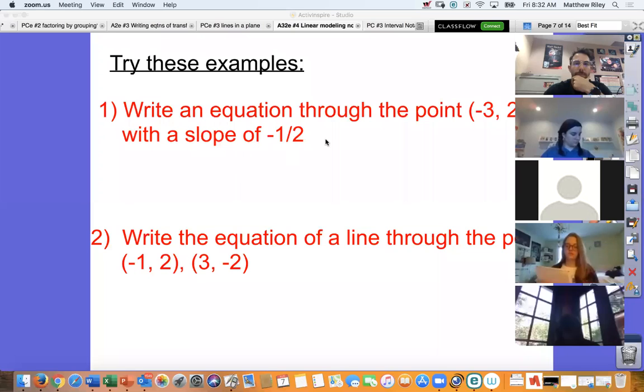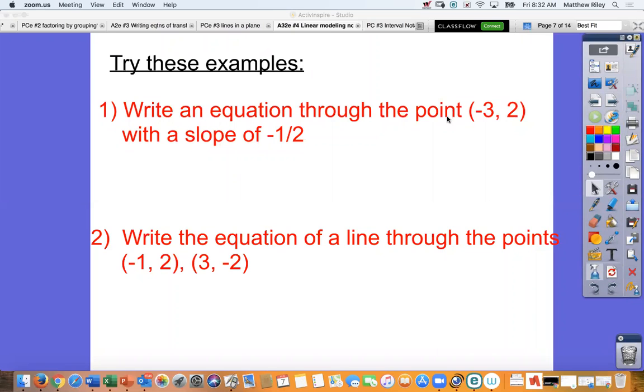All right. So from where we were yesterday, I want you guys to take a minute or two and try these two examples. This is what we did yesterday. If you can do this, you are good to go with what we did yesterday.